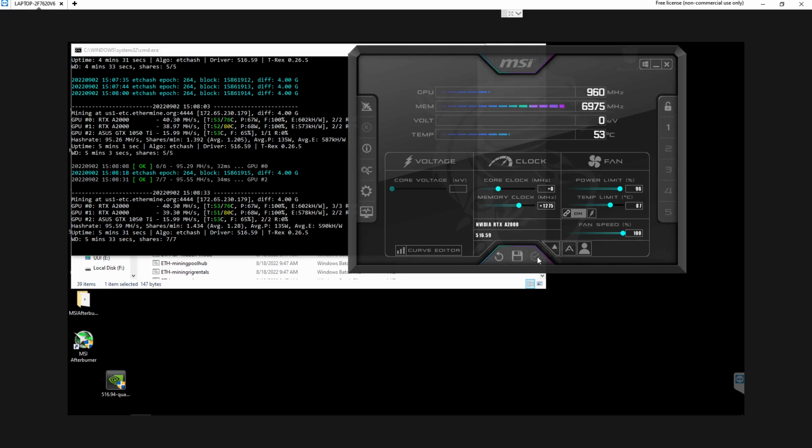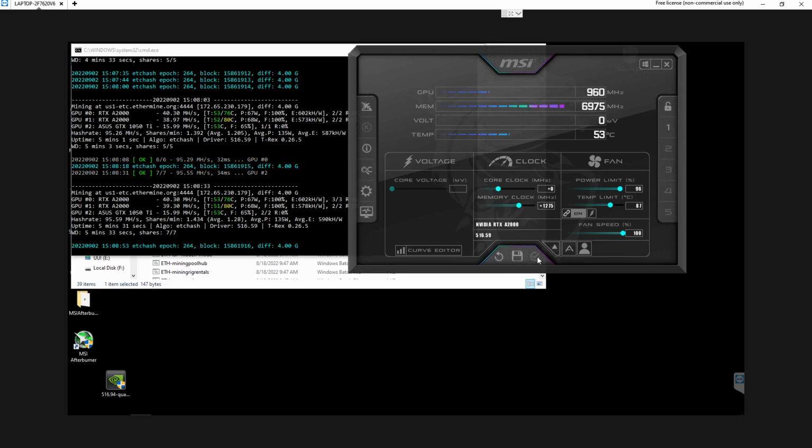I just want to run them at 40. I can run these at 2000 memory clock. It will give me another mega hash or so, but the temperatures are what's going to get to me. Then I have to put a fan on them to cool them, and I want to prolong the life of these cards.